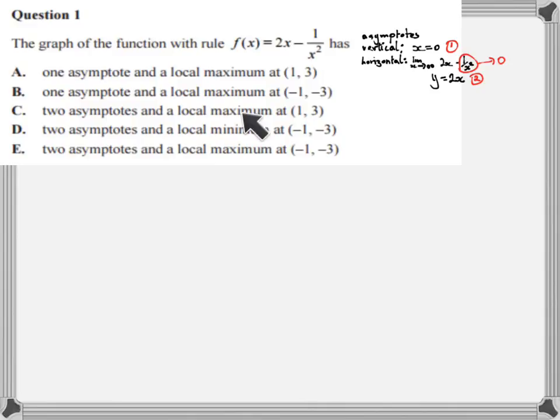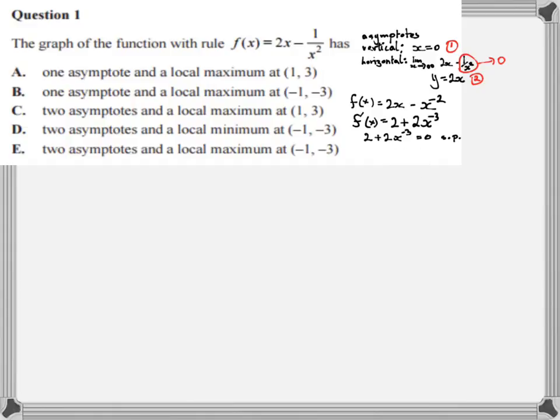Now, let's look for stationary points. There's our minimums and our maximums. So, to find the stationary points, let's first rearrange our function and write it as a negative power. And then let's find the gradient function, f dash. So after differentiating, we get this, 2 plus 2 times x to the power of negative 3. Now the stationary point occurs when this gradient function is equal to 0, and that will give us our stationary point.